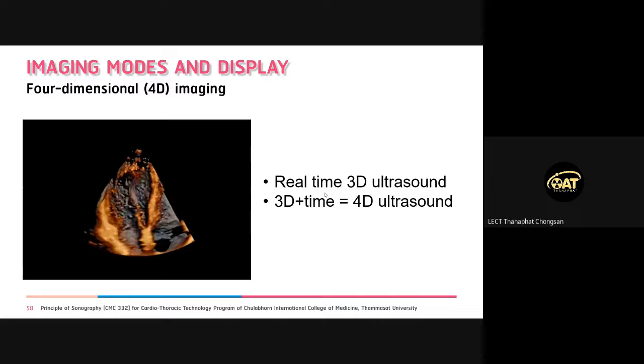The final mode is 4D imaging. 4D imaging is real-time 3D ultrasound. 3D plus time is 4D ultrasound. 4D imaging is 3D imaging with movement, meaning a 3D image in which we see motion. 4D or four-dimensional imaging can give anatomical information in a 3D image, and everyone can see moving organs in 4D imaging.